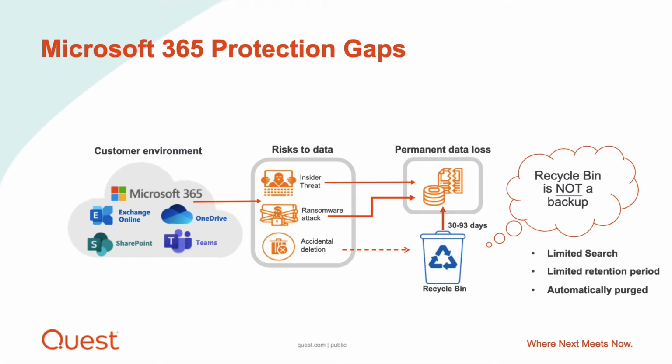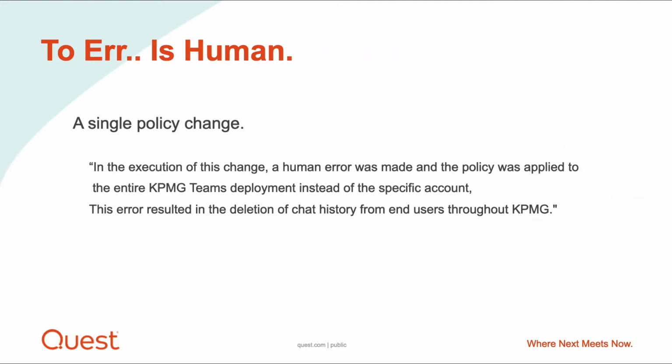Now, this is an interesting one. This is public knowledge as well, so I'm happy to share this with you. It's an intriguing one. As we usually say, back in the 80s, we used to say, to err is human, to really foul things up, you need a computer. Well, let's flip that around. This happened to KPMG, and they were changing some of their policies. It was effectively human error. They wanted to apply some policy changes to a specific account. Instead, they applied it to the entire business.